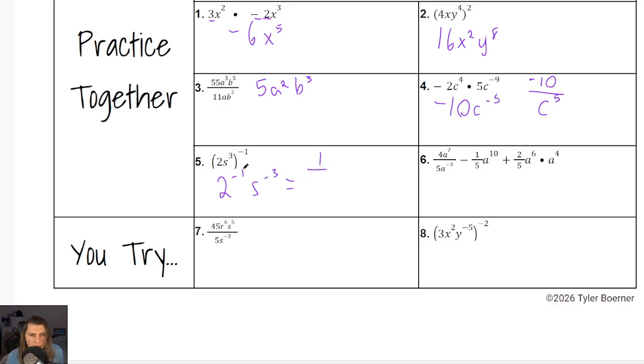Anything that has a negative, we're going to flip to the bottom. So we have 1 over 2 to the first times s to the third. So really, if it's to the first power, we don't have to keep it there. So this is 1 over 2s cubed.